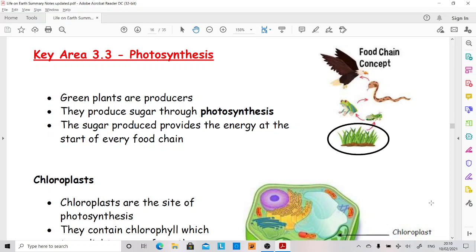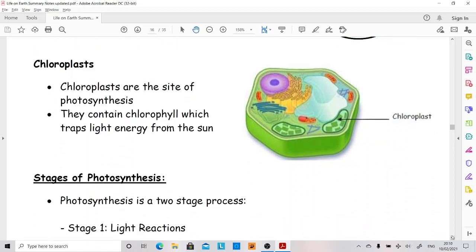Photosynthesis produces sugar, and that sugar is the energy at the start of every food chain. So when an animal eats a plant, it gets that energy from the sugar the plant has made. Photosynthesis happens in chloroplasts, and chloroplasts have chlorophyll inside them, which is a green pigment which traps light energy from the sun.